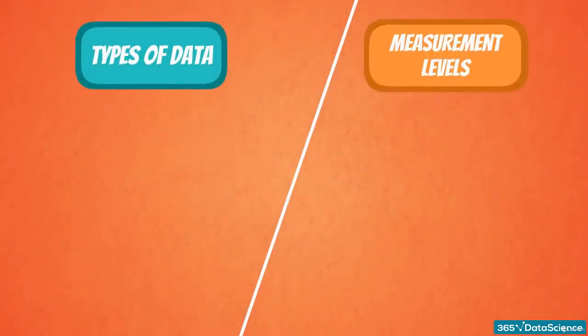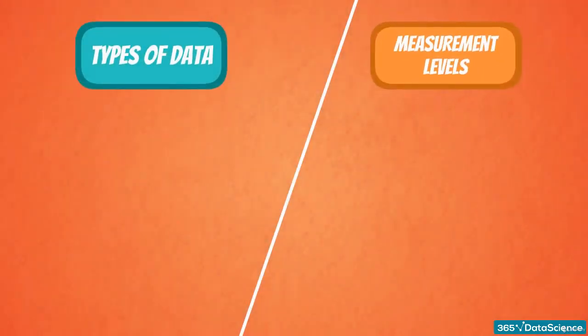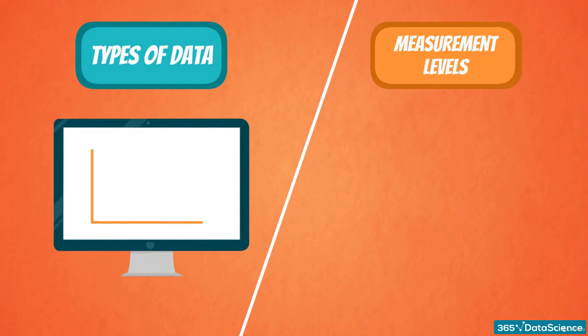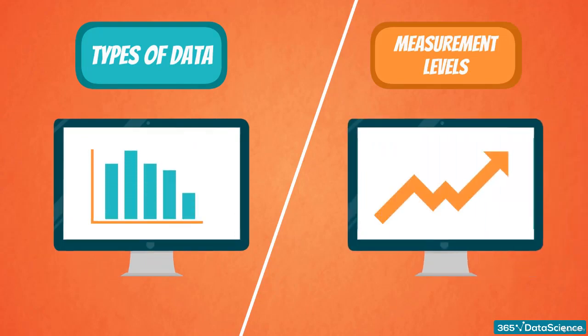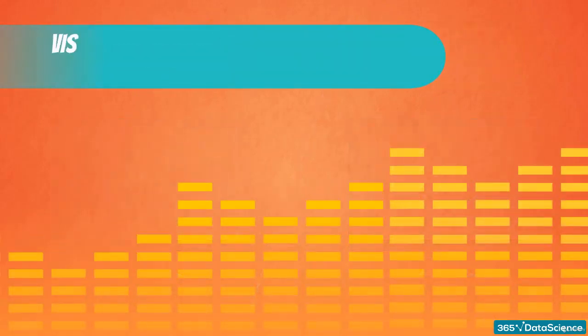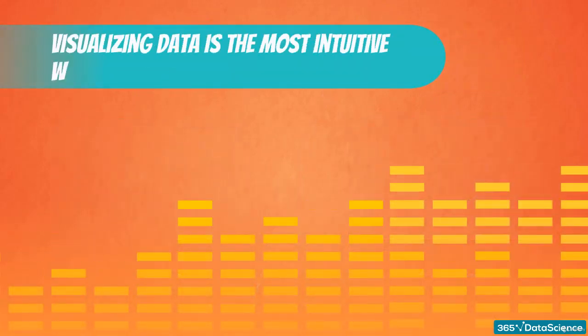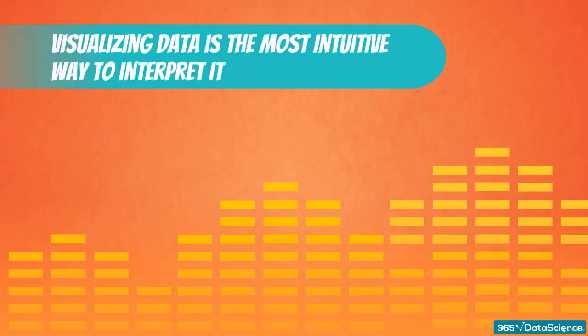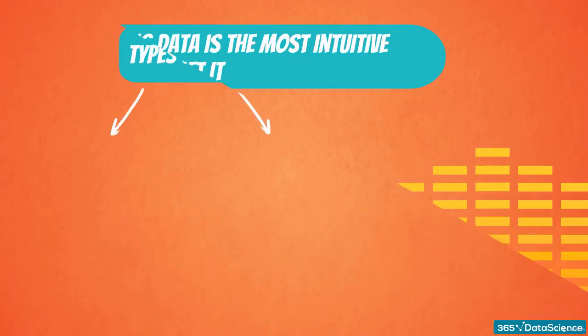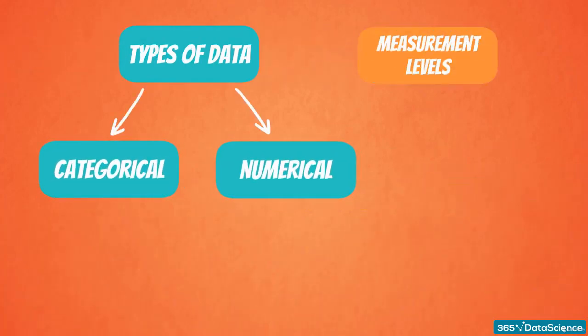Now that we've seen the different types of data and levels of measurement we can have, we are ready to explore different graphs and tables, which will allow us to visually represent the data we are working with. Visualizing data is the most intuitive way to interpret it, so it's an invaluable skill. It is much easier to visualize data if you know its type and measurement level.